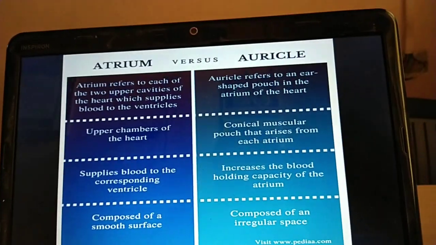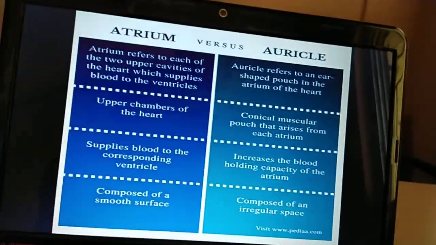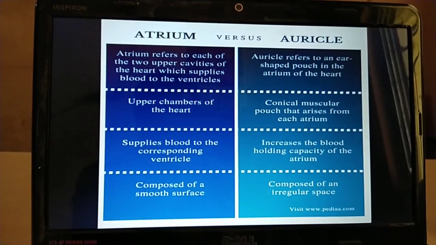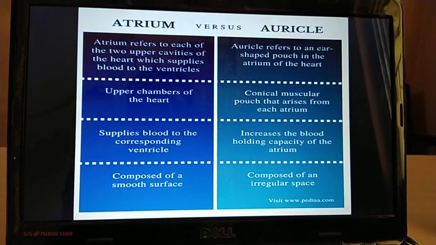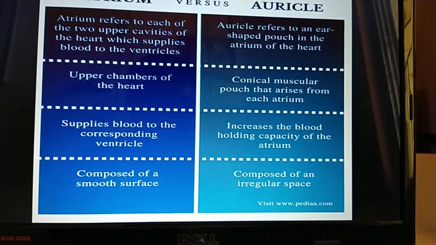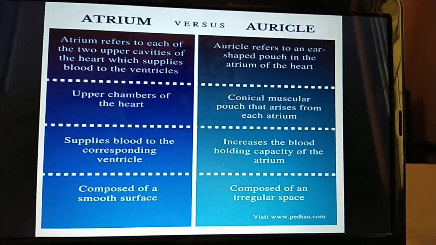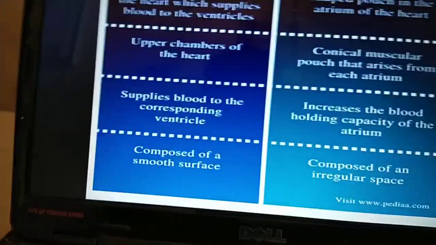Now we can go further. What is the difference between atrium and auricle? The atrium refers to each of the two upper cavities or chambers of the heart which supplies the blood to the ventricle. Auricle refers to an ear-shaped pouch in the atrium of the heart, or an outpouching of the atrium.